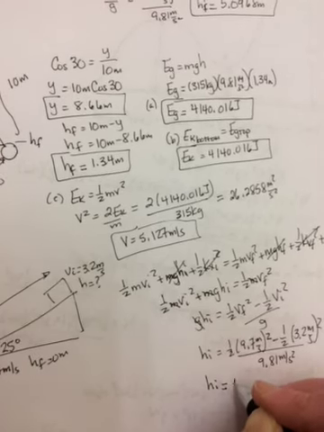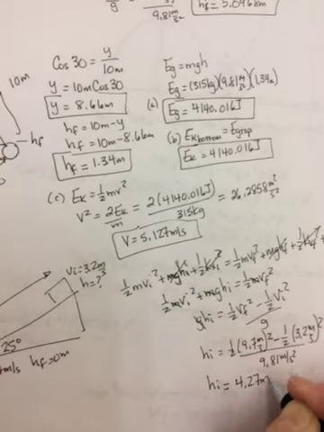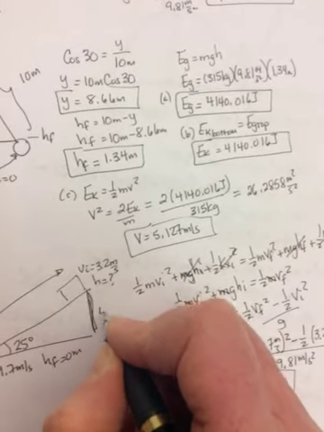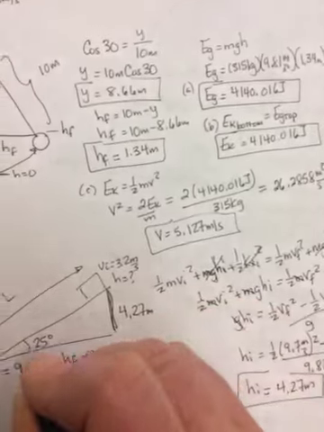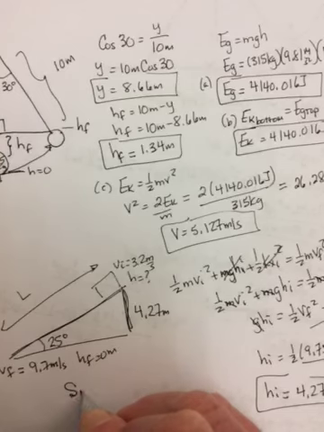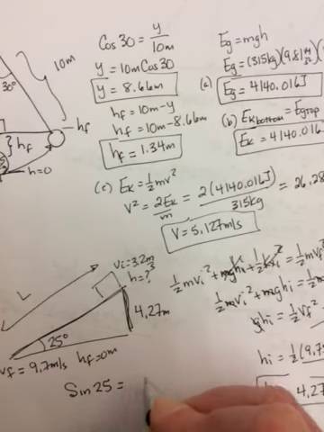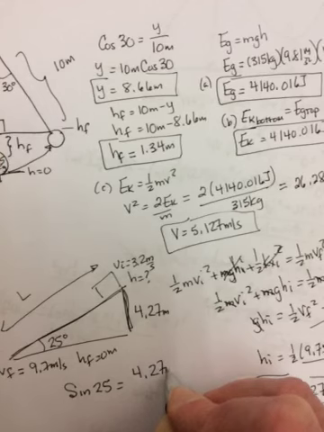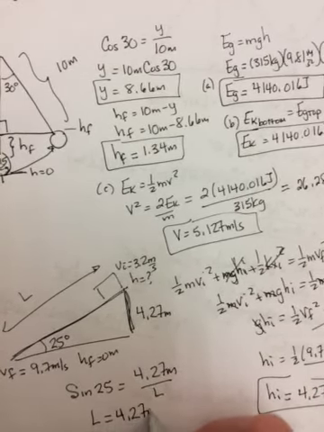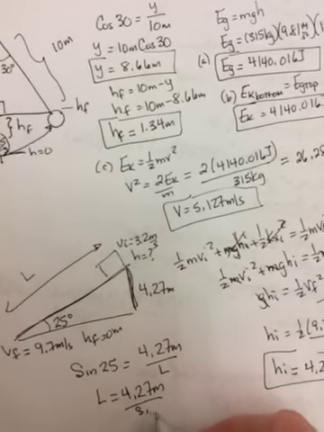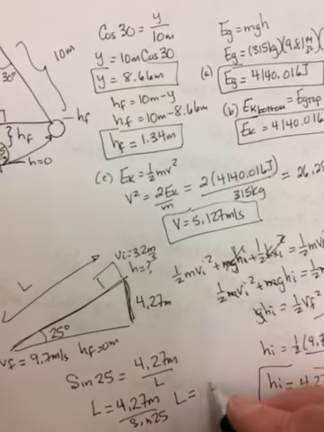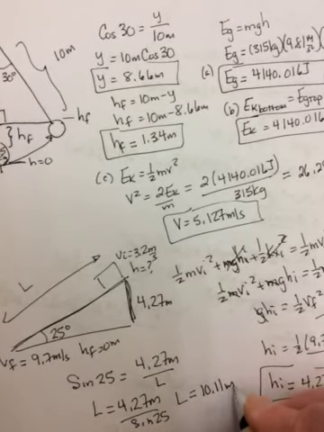H initial equals 4.27 meters, but that is not what the question asks. So we now have this height, 4.27 meters. We have the angle. We want the length of the hypotenuse. So you have the opposite side, so sine of 25 will equal 4.27 meters over L. So L will equal 4.27 meters over the sine of 25. And when you do this, you get an L of 10.11 meters.